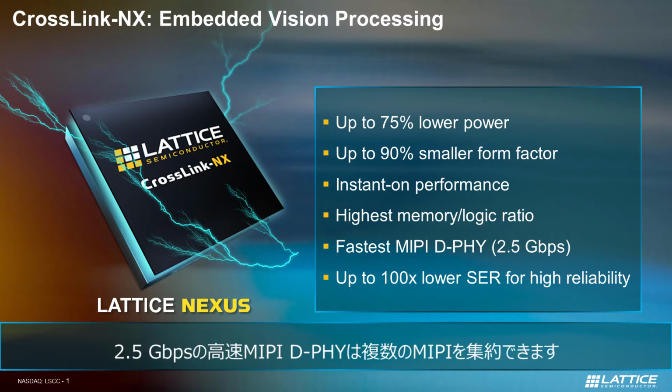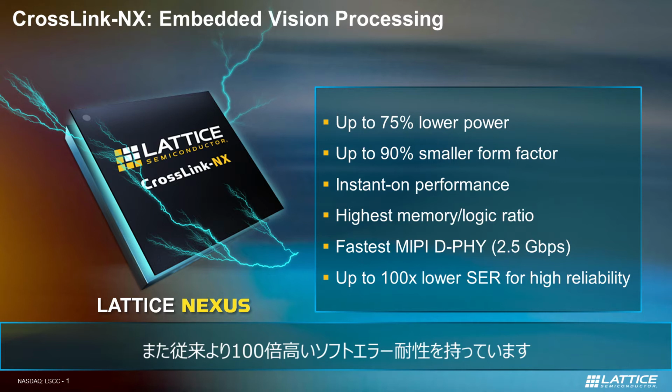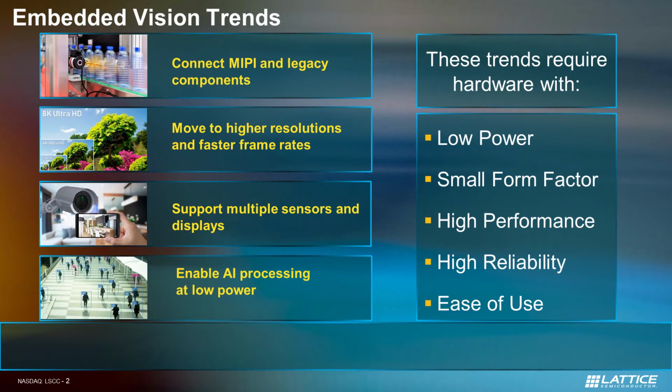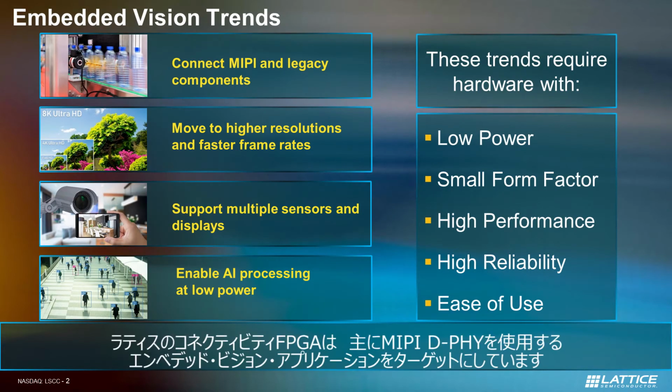fastest MIPI D-PHY interface, allows more aggregated sensor bandwidth into one MIPI D-PHY port. The fact that it has 100 times lower SER lets CrossLink-NX address different market segment needs. Lattice video connectivity FPGAs primarily address embedded vision applications with a focus on the MIPI D-PHY interface.